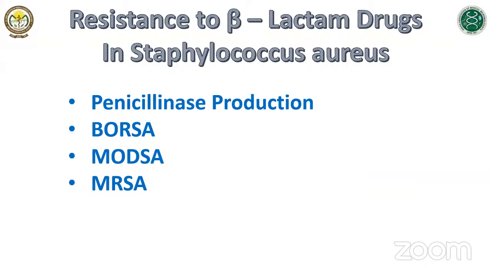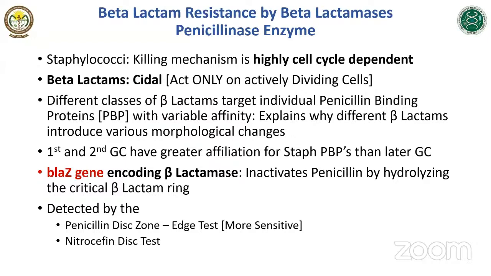So when you talk about resistance to the beta-lactam drugs in Staphylococcus aureus, we have penicillinase production, and we have BORSA, MODSA, and MRSA. When it comes to the penicillinase enzymes, or the penicillin hydrolyzing enzymes, we have to remember one thing: overall, in Staphylococcus, whether it's beta-lactam drugs or glycopeptides, the killing mechanism is highly cell cycle dependent. Because beta-lactam drugs are cidal agents, they act primarily on dividing cells. So if we give any of the static drugs like erythromycin along with the cidal drugs, the action of the cidal drug will get diminished.